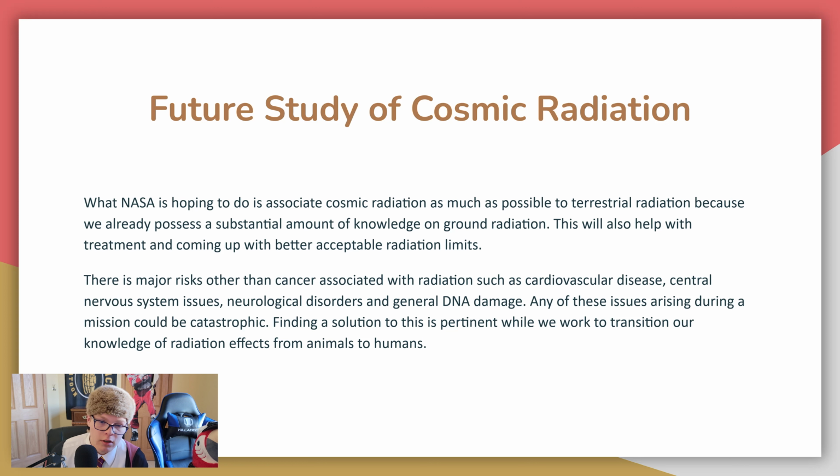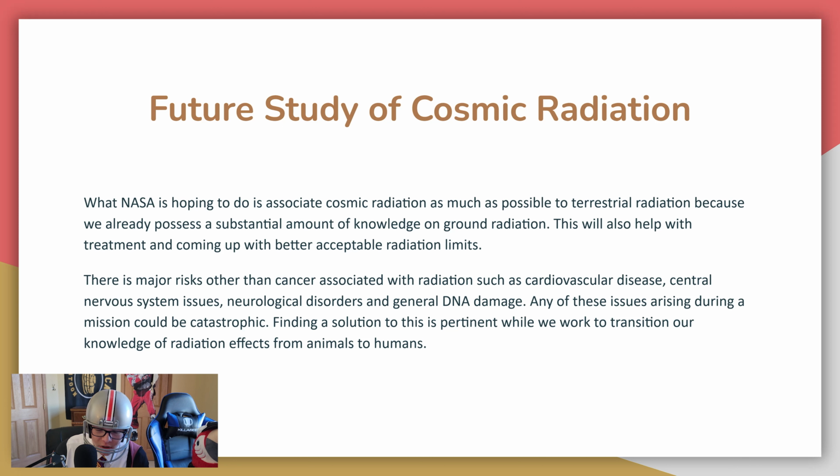We just really don't know a limit or safety steps to keep us from crossing too far and having short or long-term radiation effects. There is a major risk of cancer, but there are also many other things that can happen with a high dose of radiation. Some of those radiation risks, other than just cancer, can be cardiovascular disease, central nervous system issues between the brain, the spine, as well as neurological disorders such as dementia and other items, and just general DNA damage.